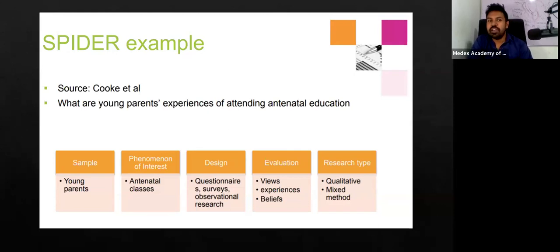Either the PICO structure or SPIDER, right? Mainly if there is an intervention, it's better to go through PICO. For example, for diabetes, is insulin better, or are oral antidiabetics better? PICO. Now, here SPIDER has been used. It's like some survey type study. Okay, just a survey type study.